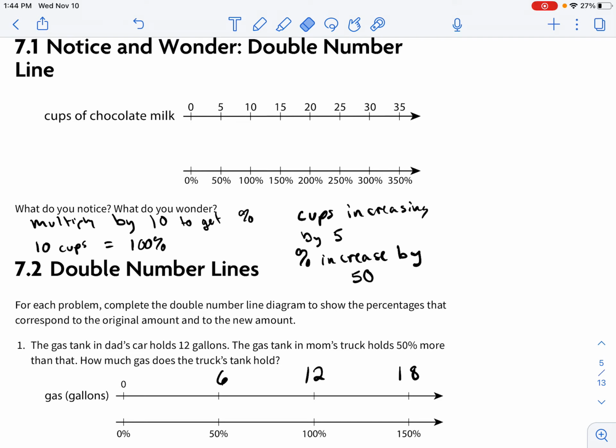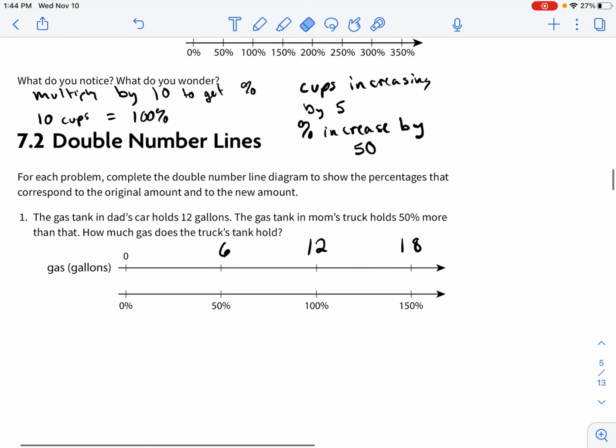So looking at this first one, a couple things that you notice. You multiply by 10 to get the percent, right? 5 times 10 is 50%. 10 times 10 is 100, and so forth. 10 cups equals 100%. So the cups are increasing by 5, and the percents are increasing by 50. You might notice a few other things, but these are a couple that stood out.